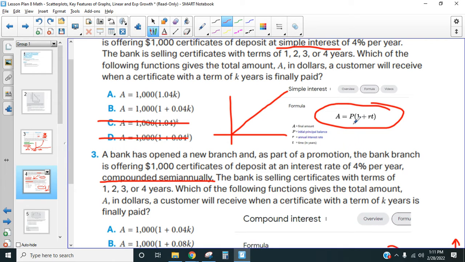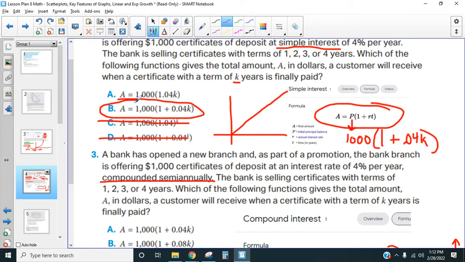Last thing is, if we just use the formula, we start with 1,000. P is your principal. That's what your starting amount is. Then it says 1 plus the rate times a certain amount of time, which, in this case, they call it K years instead of T. There it is. It's B.